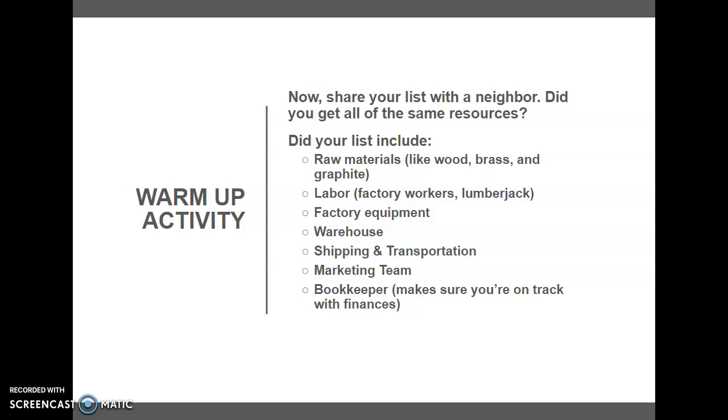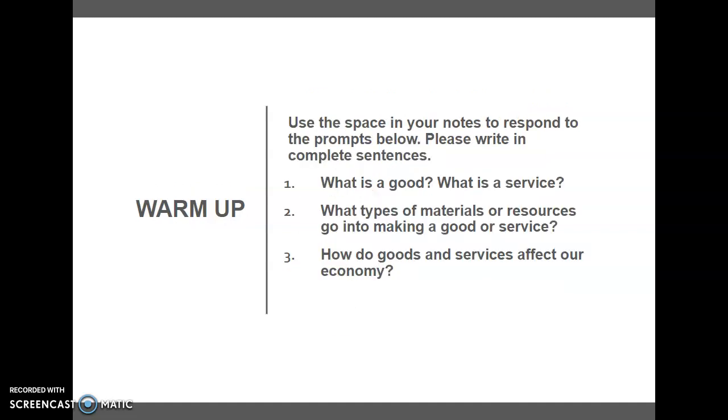All right, so now that you guys got that activity done, share with your neighbor the list of some of the resources that you included. Did your list include these materials? Raw materials like wood, brass, and graphite, labor, factory equipment, warehouse costs, shipping and transportation, the marketing team, and finally the bookkeeper. And go ahead and pause this video right now and answer these prompts. Please write in complete sentences.